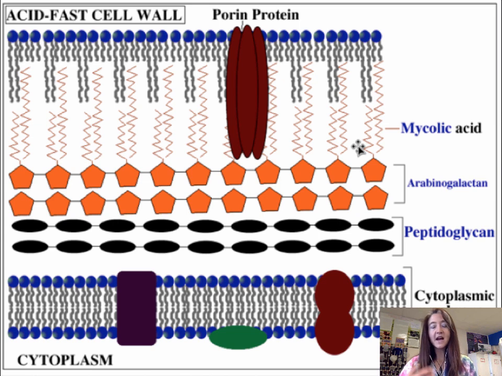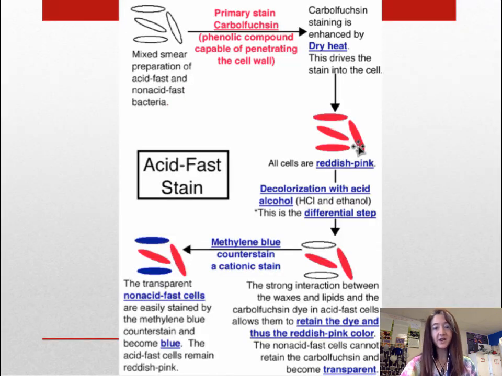The mycolic acid is the thing that allows that cell to retain the carbolfuchsin dye even when treated with acid alcohol. Now, I don't have any models of an acid-fast cell wall. Maybe that's what you'll want to look to do for extra credit. It's a pretty sweet cellular structure. Let's look at the staining procedure.